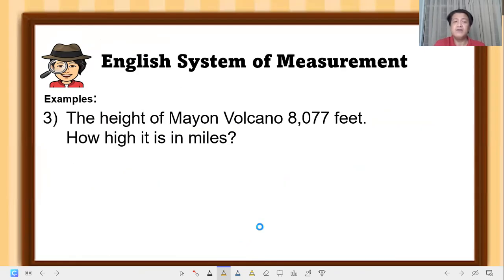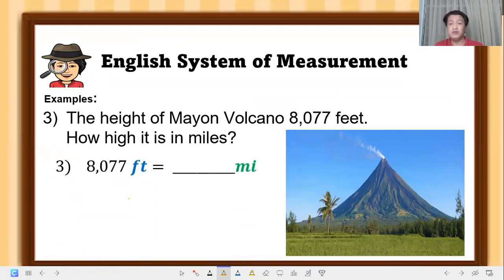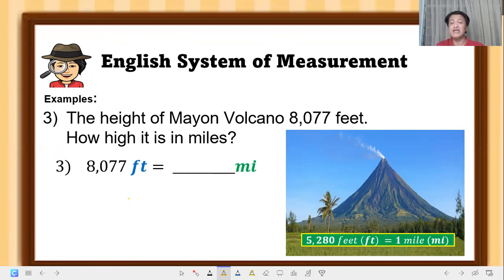Okay? And let's have number 3. Application. The height of Mayon volcano is 8,077 feet. How high is it in miles? So we will convert the height of Mayon volcano. Given feet, how many miles is this? Mayon volcano has a beautiful shape. So first, let's set up our conversion factor. And at the same time, we know the factor: 5,280 feet is equal to 1 mile.